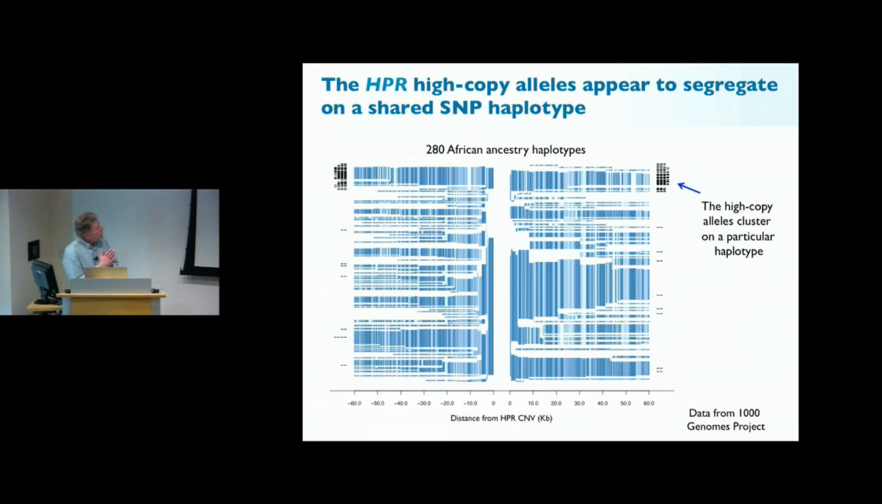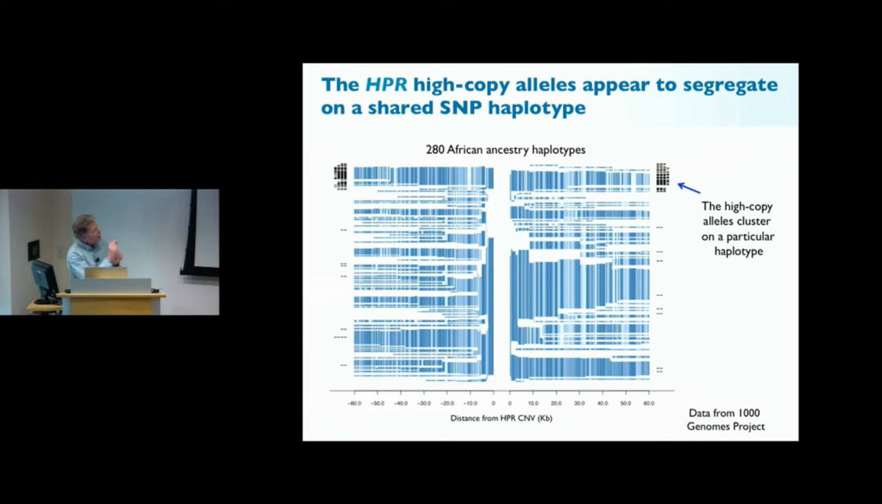So this plot is showing, each little horizontal line here is a haplotype, and this is showing 280 haplotypes from people of African ancestry. And the vertical banding is showing you the different SNPs that are kind of like a barcode for each haplotype. The center of the plot is the HPR gene, and the branches going out are showing you how the LD is decaying as you move away from the HPR gene, and the frequency in the population by how thick the bar is.